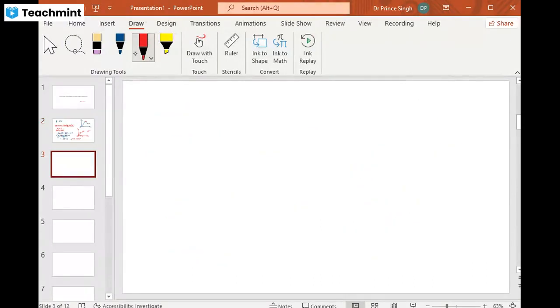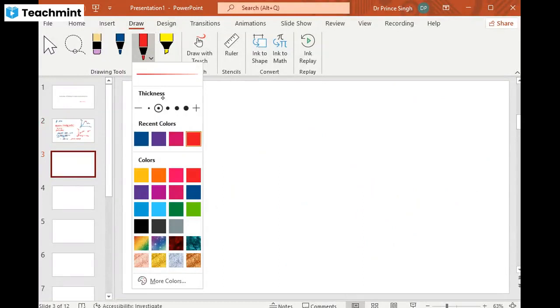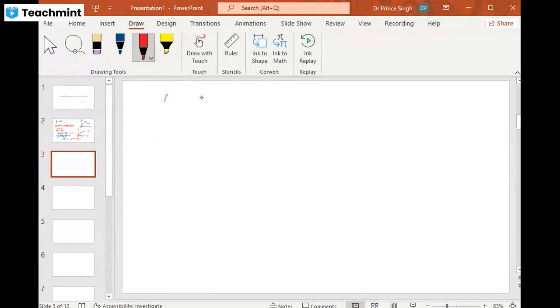Similarly, let us consider the condition for a monotonically decreasing function, or strictly decreasing function. Suppose this is our x-axis, this is our y-axis, this is the origin, and I can consider a function like this.